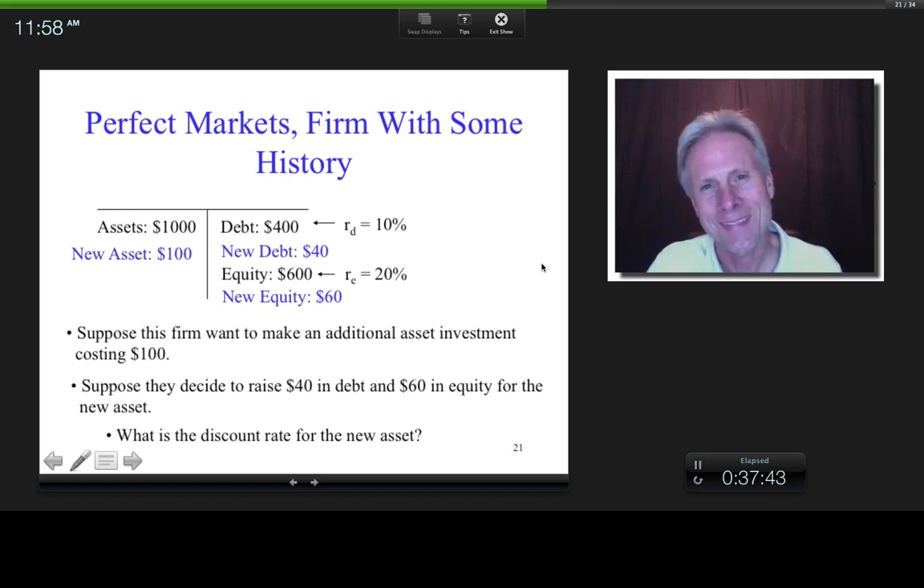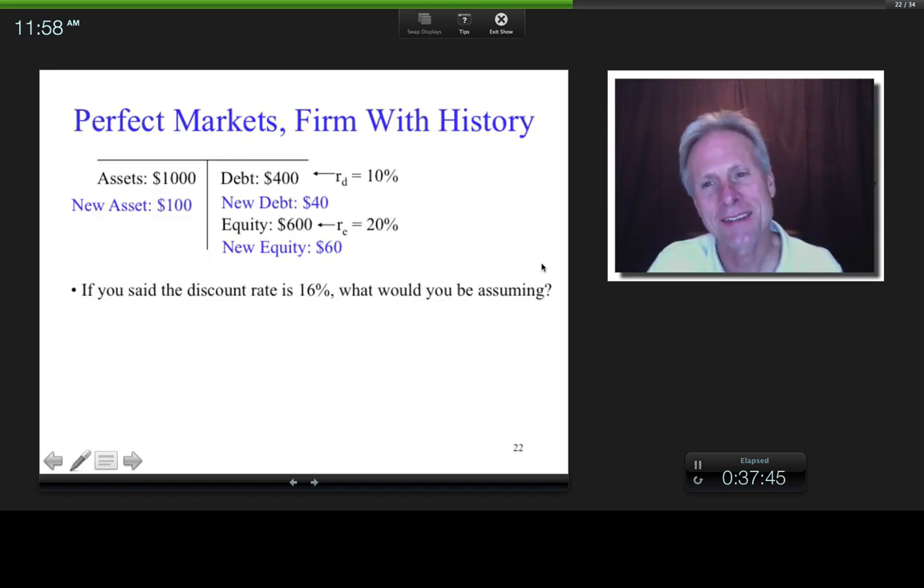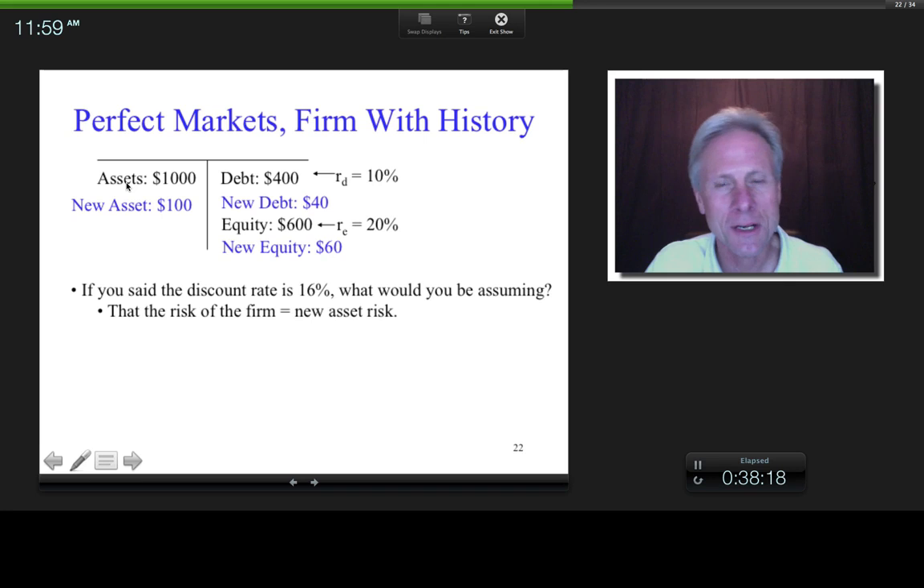Well, if you said 16%, then what would you be assuming? Well, what was the riskiness reflected in the existing firm? 16%, right? So if you said this new asset, the discount rate was also 16%, would you basically be making an assumption that the riskiness inherent in the project is the same as the firm? You would, right? You'd basically be assuming that. And often that's not a bad assumption.